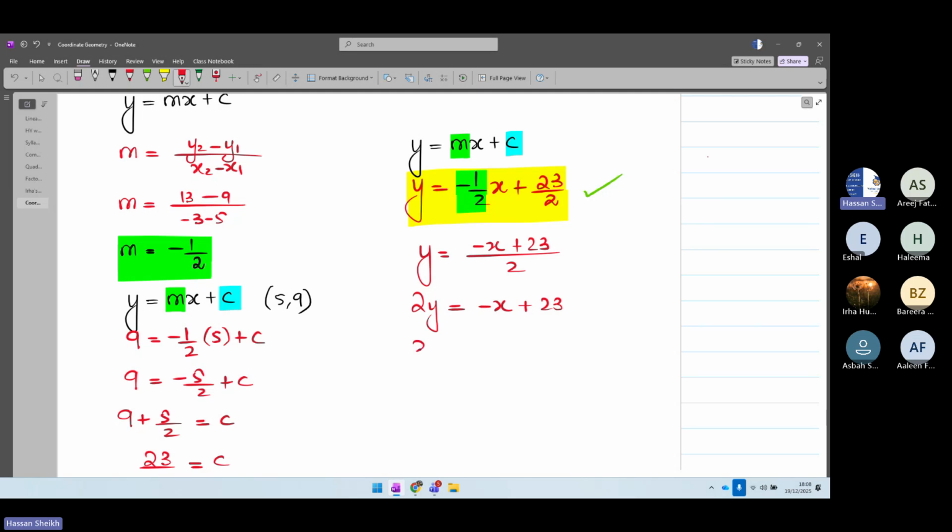So minus x when it moves to the other side becomes plus x. Okay, so this is the simplest form. Any of these would be considered correct, either this one or this one. All would be considered correct. Even if you stop on the first answer, that's okay.